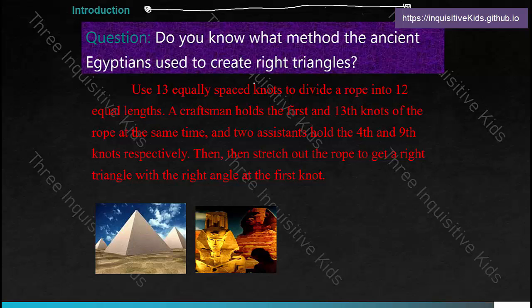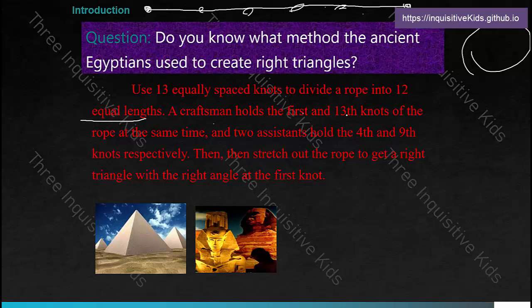A craftsman holds the first and 13th knots of the rope at the same time. Basically, you bring those knots together and tie them, so it's going to be a loop. Now if you stretch it, it's going to become a right triangle. Well, exactly how? Notice that these are equal lengths.